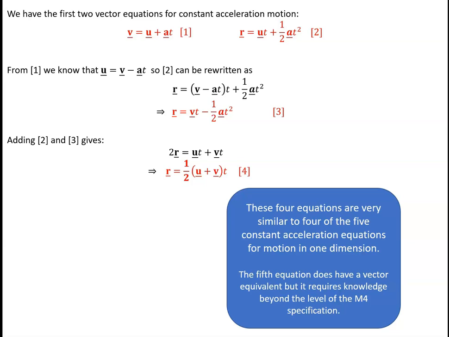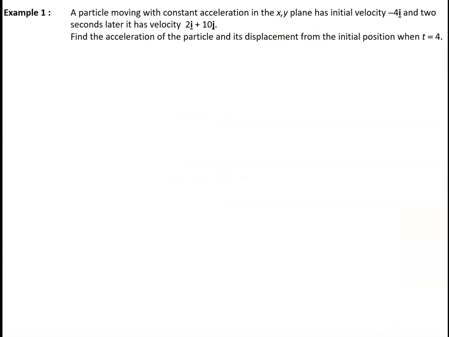So let's now move on and use those equations in a couple of examples. So the first example, we've got a particle moving with constant acceleration in the xy plane, has initial velocity minus 4i, and 2 seconds later it has velocity 2i plus 10j. We've got to find the acceleration of the particle and its displacement from the initial position when t equals 4.